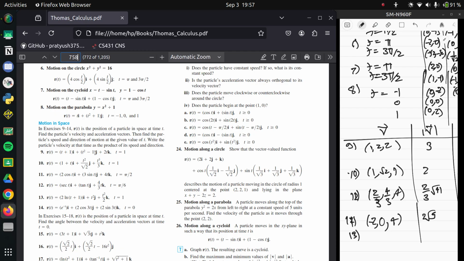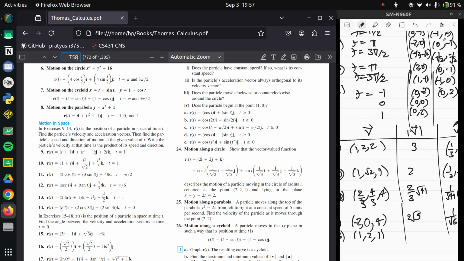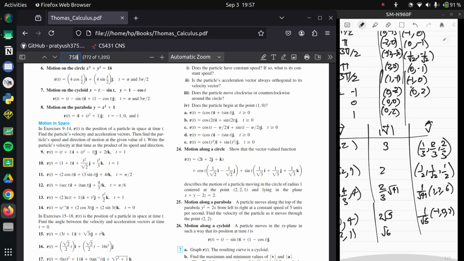2 natural log of t plus 1 plus t square by 2, t equal to 1. Take a derivative, it's like 2 upon t plus 1 at t equal to 1. So let's just say 1, so 1 comma 2 comma 1. It's like 4 plus 2 is 6. So just square root of 6. Okay, just divide. So 1 by square root of 6, 1 comma 2 comma 1.